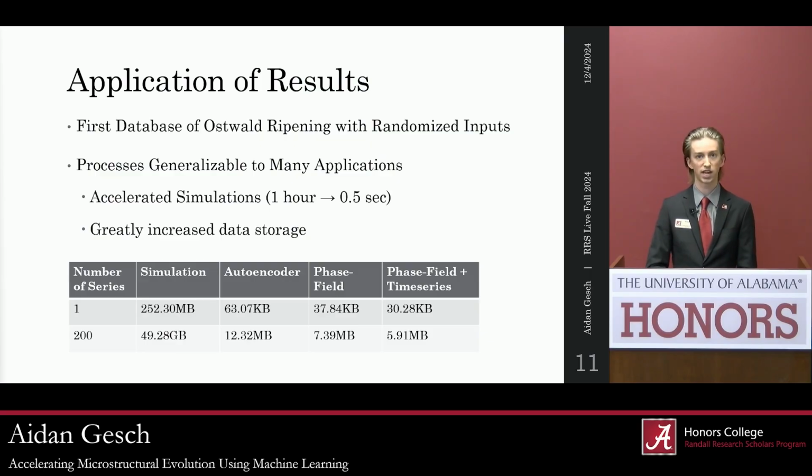Now, what are the actual applications of my project? The first is that the Ostwald ripening dataset that I generated is the first of its kind. That means besides my research project, it can be used in other material science research. Next, the process that I'm using and the machine learning models I've developed can be applied to many different simulations of a similar nature. These could be Memphis or non-Memphis simulations. If a different dataset is used, the models will have to be retrained.